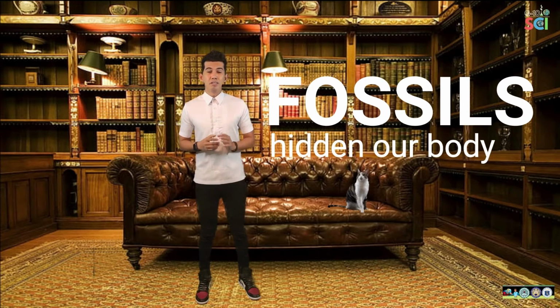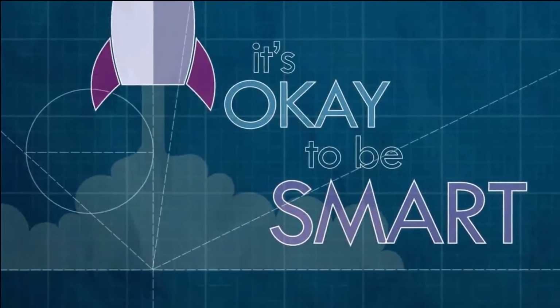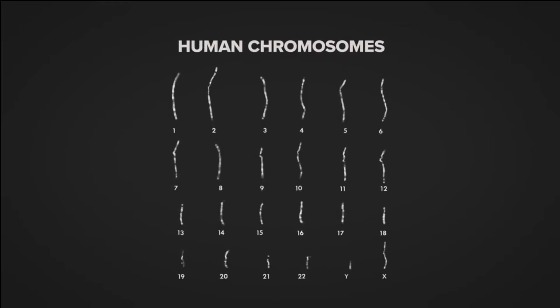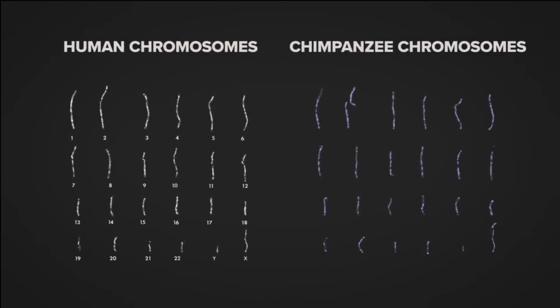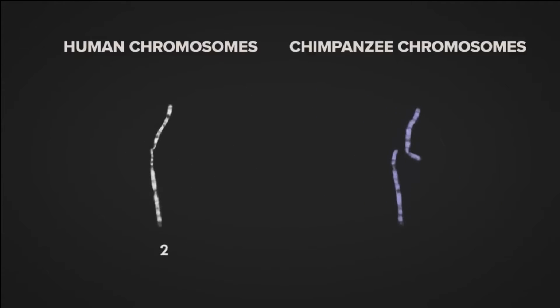But there are other fossils hidden in our body that tell an even clearer tale of how we came to be the way we are. One of these stories can be told with just a single picture. These are images of chromosomes, the big chunks of DNA inside every one of our cells. When we look at images of human chromosomes next to those of other apes, they line up nearly identically, except for human chromosome 2. It seems to have no match next to the other ape chromosomes.